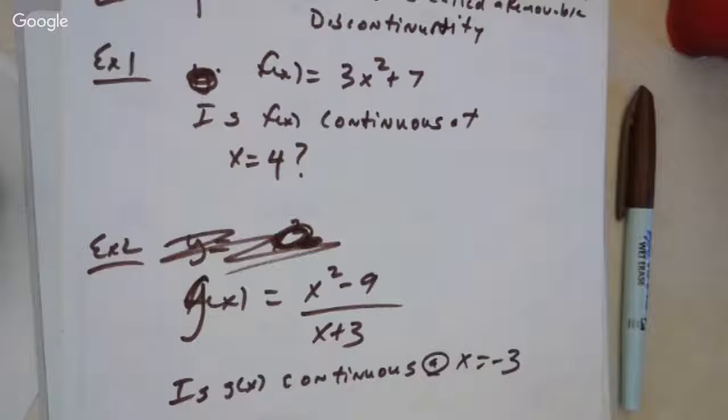So if you can't plug it in right away, then, in fact, you can probably guess: all polynomials are what? Continuous at all points. It's those rationals and radicals that we run into trouble with.